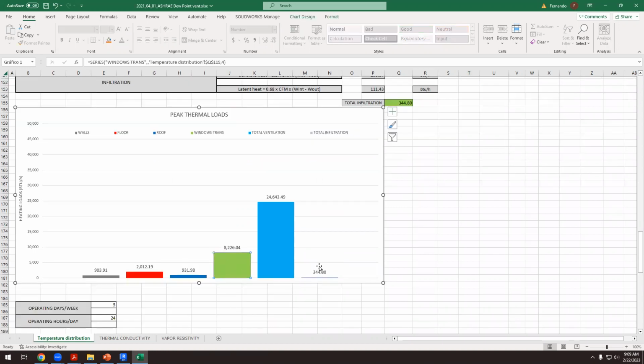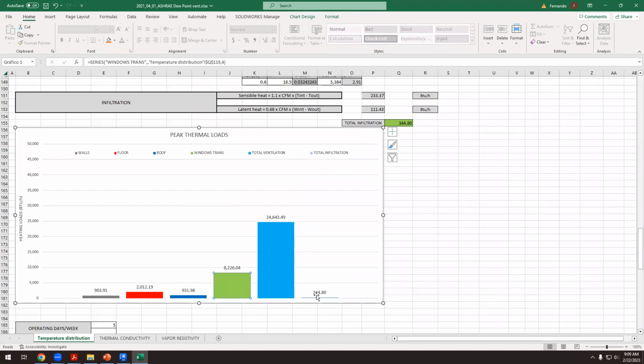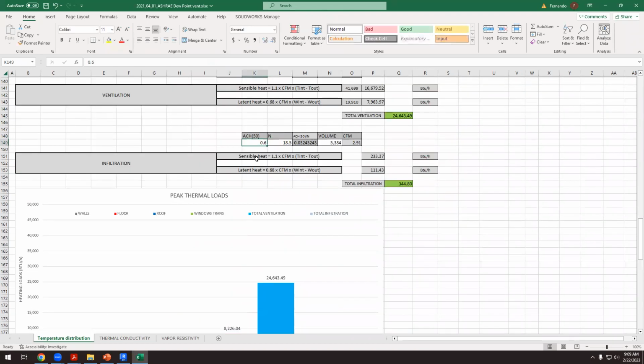Then this is the infiltration. So infiltration now is very low because we meet the passive house standards.